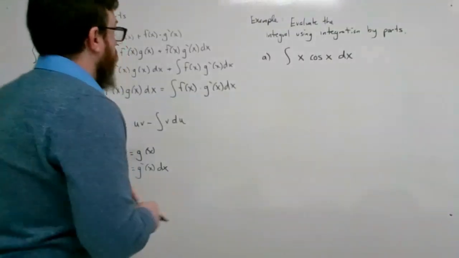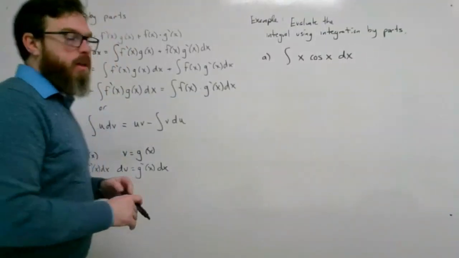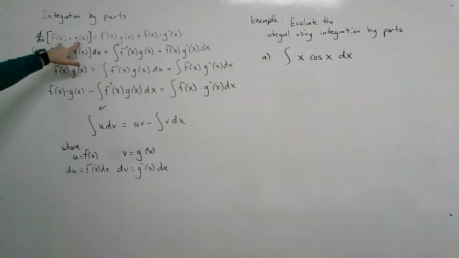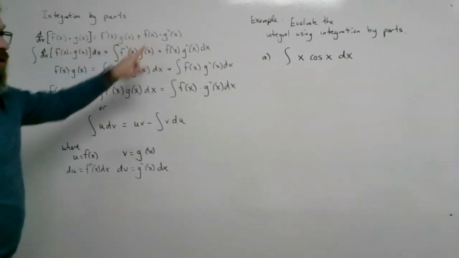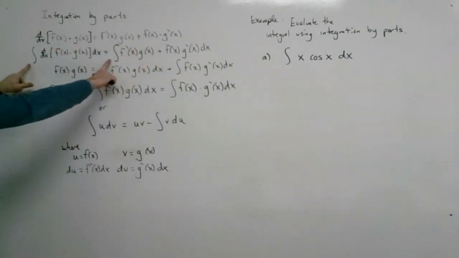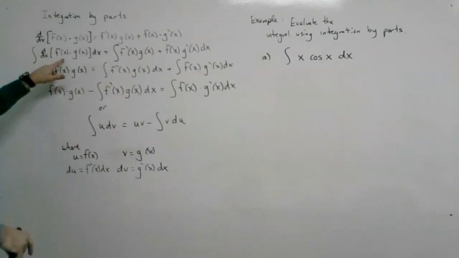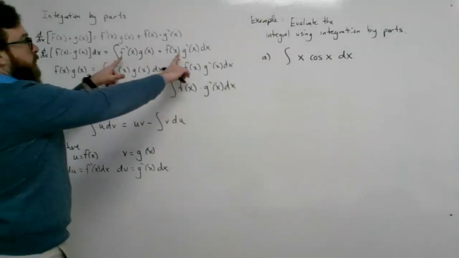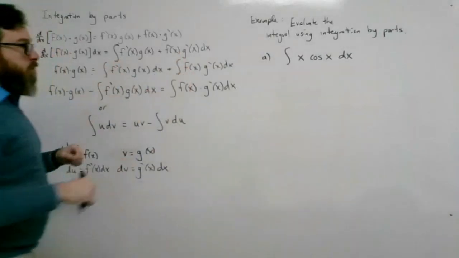So what I want to cover is integration by parts, which you'll see in a Calc 2 class. So here's the method. We know that the derivative of a product is given by the product rule. If we integrate both sides of this product rule, the integral of the derivative is just the function f of x times g of x, and the integral of the sum is the sum of the integrals.